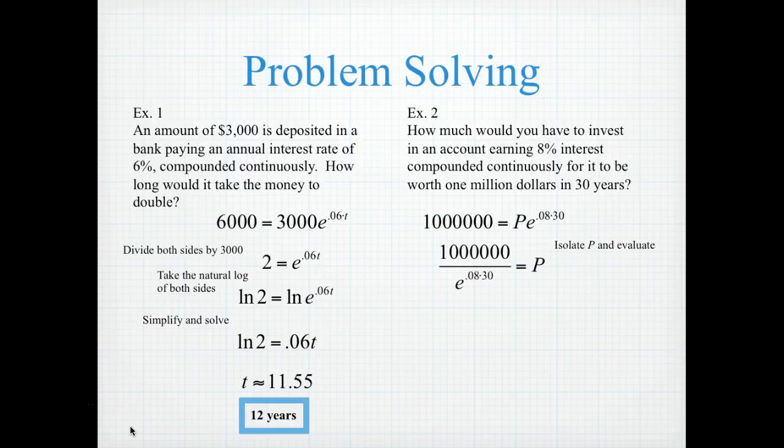So we can divide both sides by e to the 0.08 times 30 power, plug that into our calculator, and we would get $90,717.95. So if we invest that much money, $90,717.95 into an account that's compounded continuously, earning 8% for 30 years, we will be millionaires.